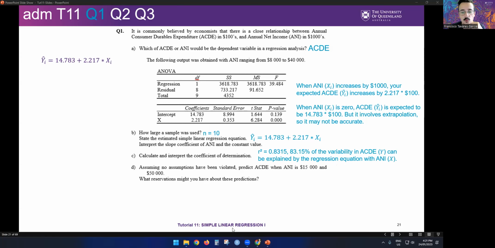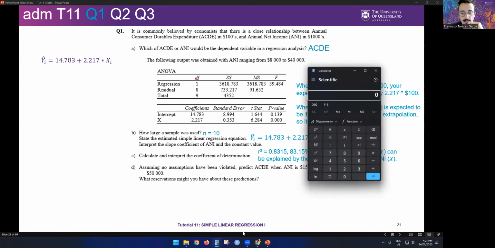Let me also start doing it together. Where's my calculator? There it is. So 14.783 plus, because our relationship is positive, so it's a plus here, right? The value is positive. 2.217 times. Do I put it 1,500 here?